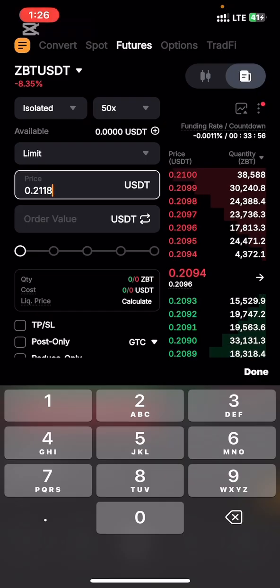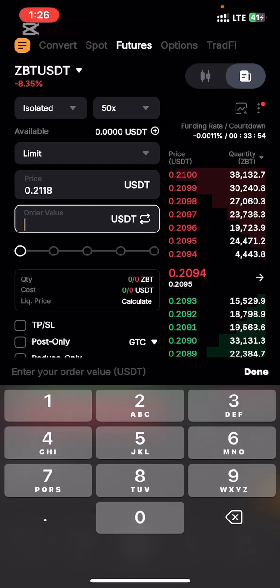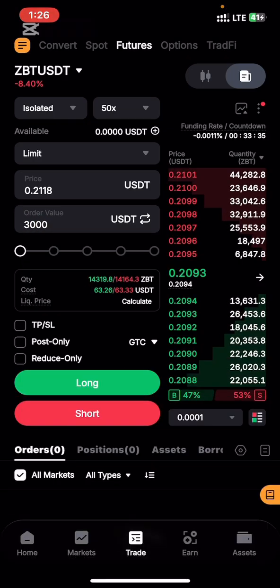0.2118. Then enter the amount of trade you want to use. I'll be using $50. All right. So now we have set up the signal, the entering price.